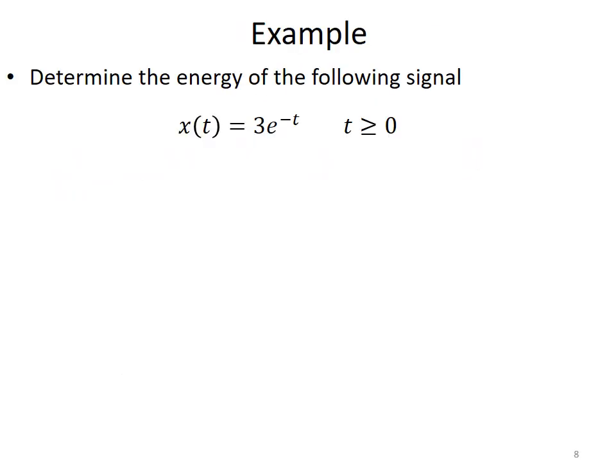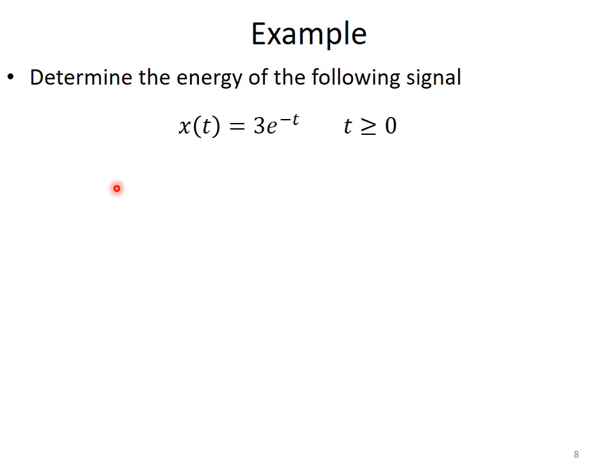Now here is a simple example in which we need to find out the energy of the signal x of t equal to 3 e power minus t when t is greater than or equal to 0. In that case, first we need to find out whether it is possible to find the energy of the signal. Can you guess? Yes, of course it is possible because it is a decreasing exponential, so the amplitude of the signal would converge to 0 when time reaches infinity.